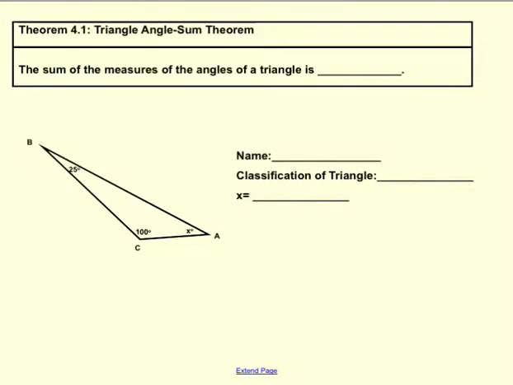Let's take a look at a theorem that we're going to need to know for the rest of this unit. The sum of the measures of the angles of a triangle is 180 degrees. So the 3 angles in the triangle need to add up to 180 degrees, which is easy to remember because that's the degree of a line. Let's take a look at this triangle down here, triangle ABC. I have one angle that's 100, one that's 25, and one that's x.